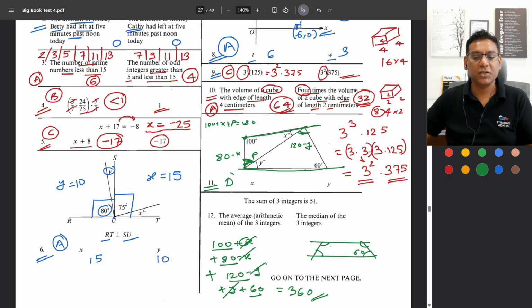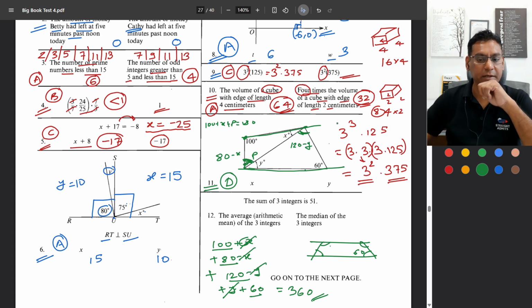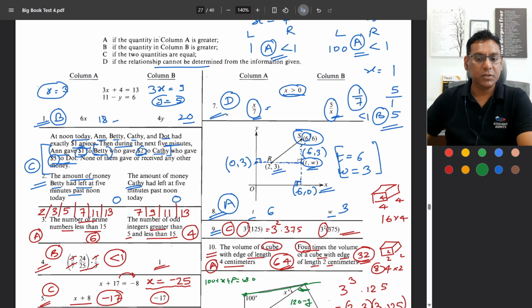So the answer has to be D, right? See, this is a D type of question. We haven't had any D yet, I think, at least in this quantitative comparison. Or was there a D? Yeah, there was a D here. Okay.